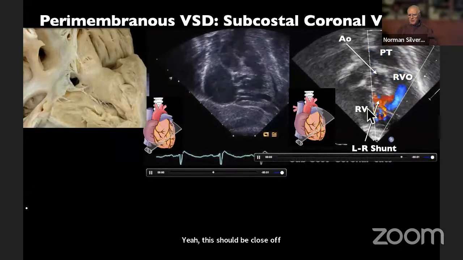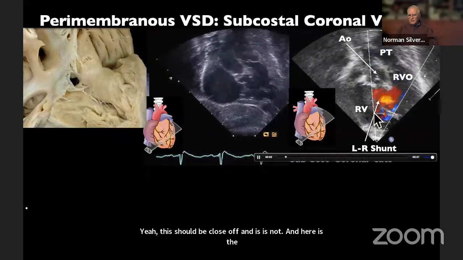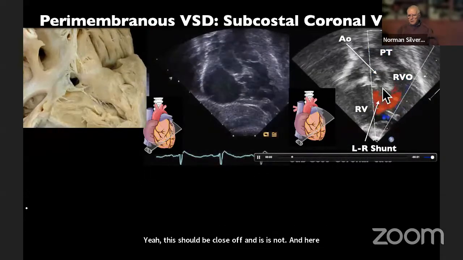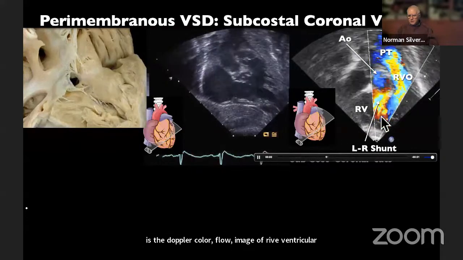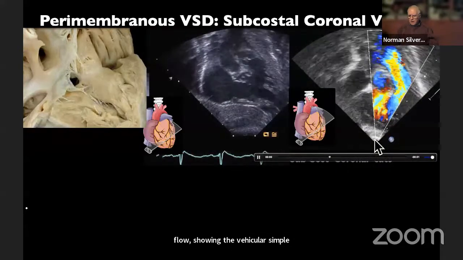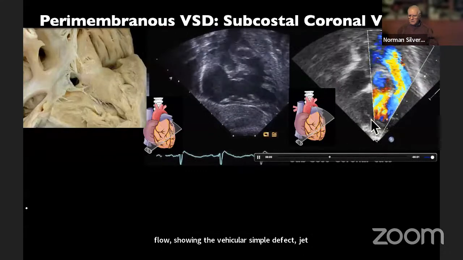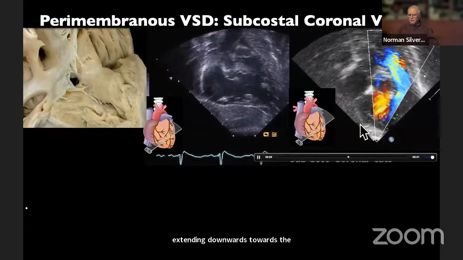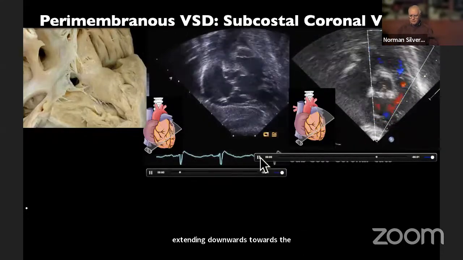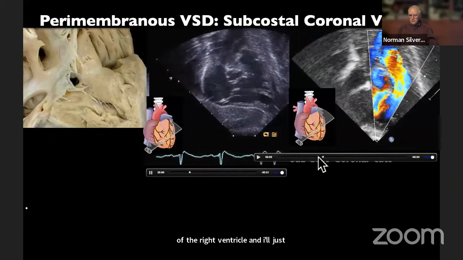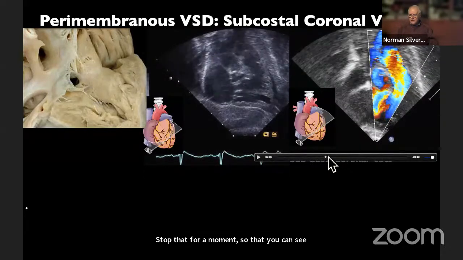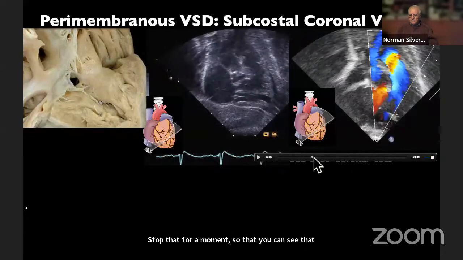And here is the Doppler color flow image of right ventricular flow, showing the ventricular septal defect jet extending downwards towards the diaphragmatic surface of the right ventricle. And I'll just stop that for a moment so that you can see that beautifully in the Doppler color flow signal.